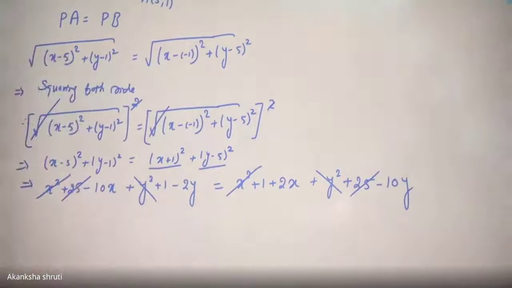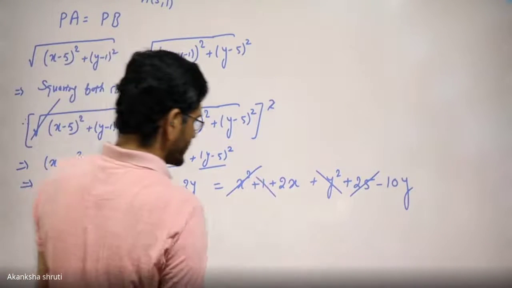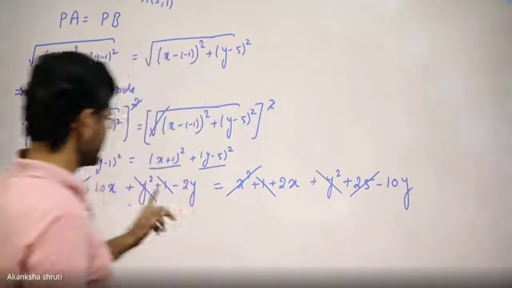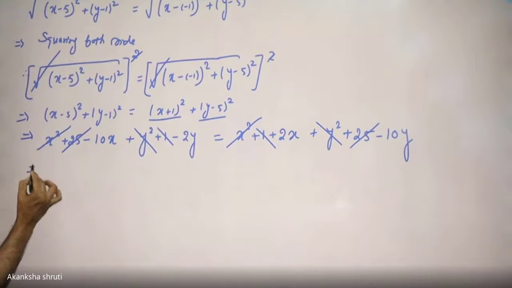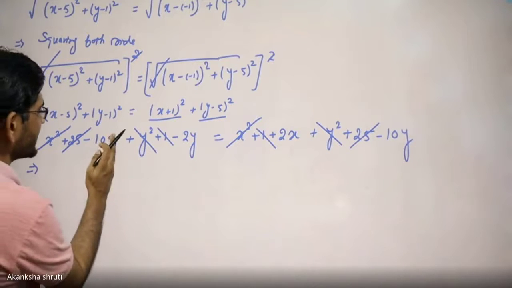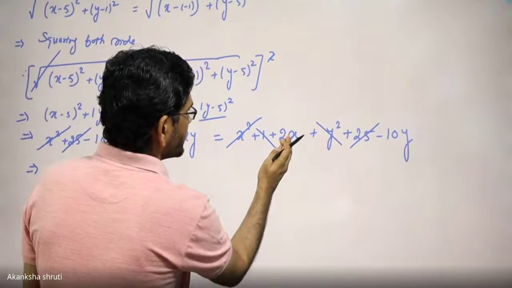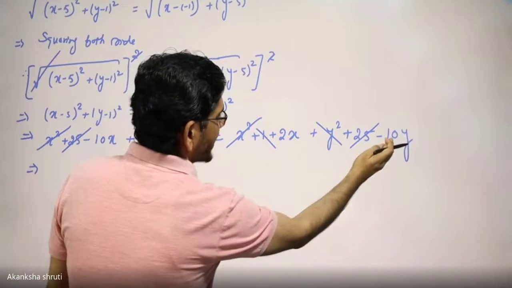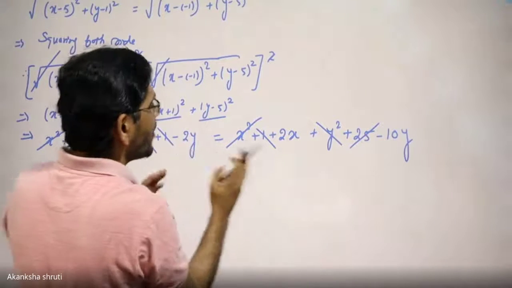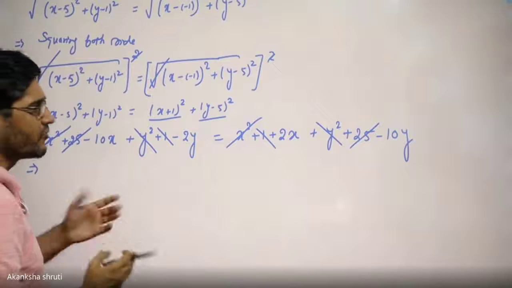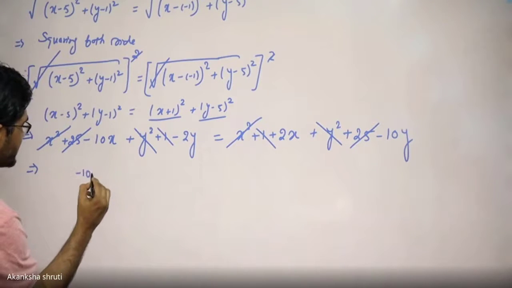Both are of the same sign. Also this 1 and this 1 are also getting cancelled. Both are of the same sign. What is left on the left hand side is minus 10x and minus 2y. On the right hand side, plus 2x minus 10y. So bring all of this to the left hand side, or keep x on the left hand side, y on the right hand side. Students, it is minus 10x.